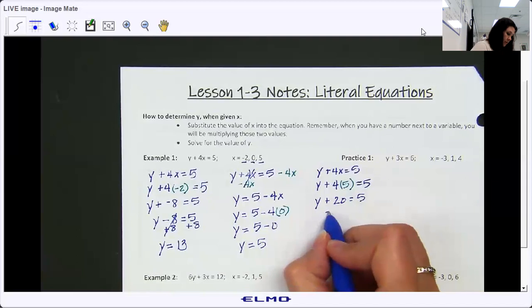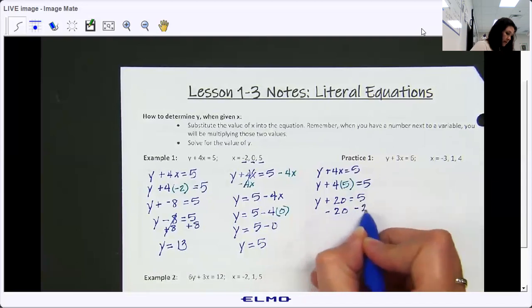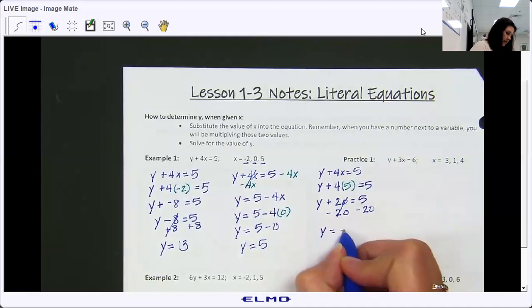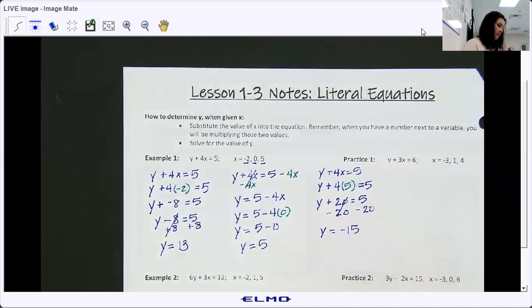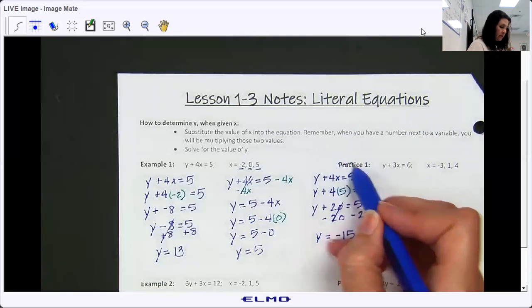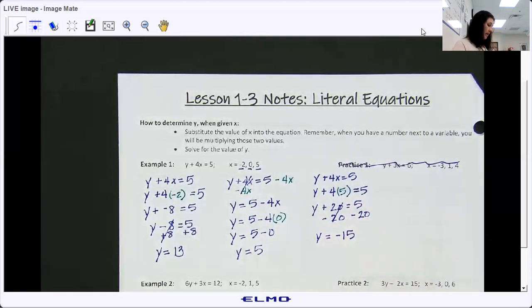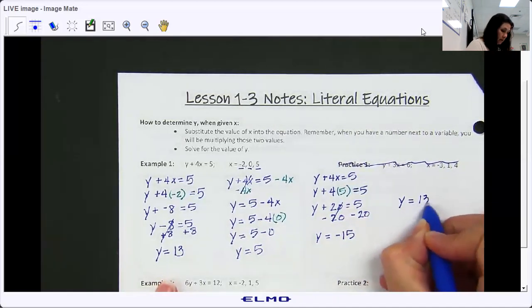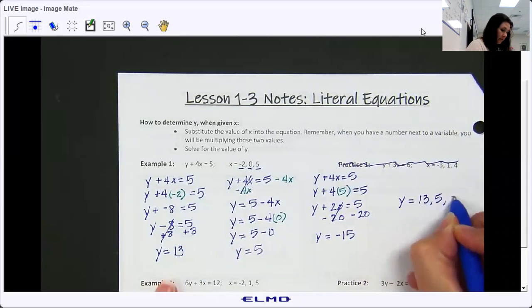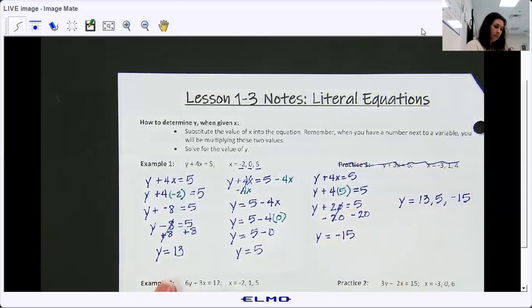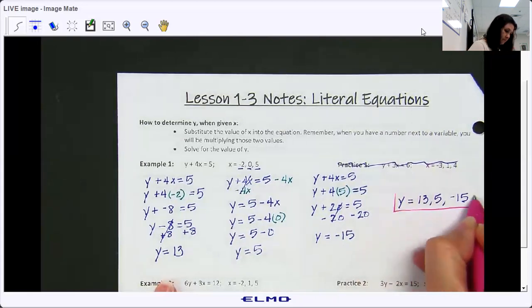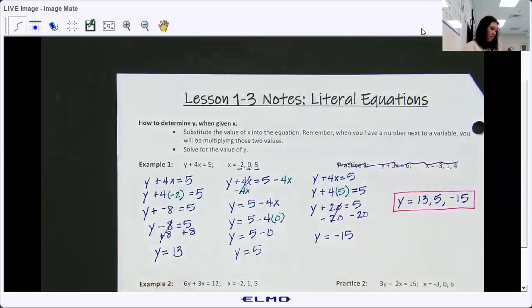And then I subtract 20 from both sides. That cancels out, and y equals negative 15. Okay. And if you want, you could just cross this off. So the answer to this problem is that y equals 13, 5, and negative 15. Okay. And there's problem 1.